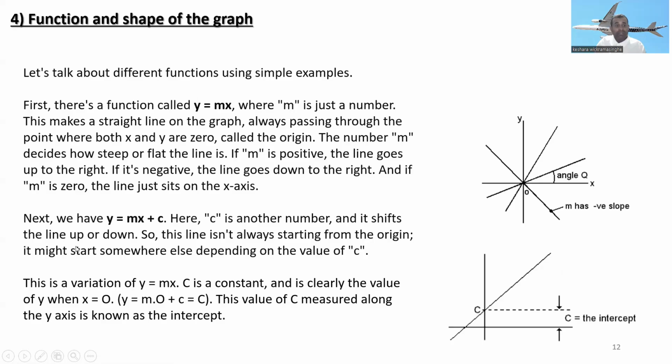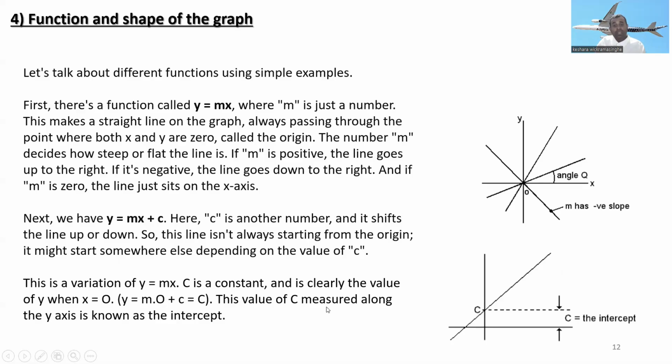So c is another number, and it shifts the line up or down. It means depending on c, the line is shifted positive or negative, upward or downwards, okay? So it might start somewhere else depending on the value of c. So this is a variation of y equals mx. C is a constant, and it is the value of y when x is 0. If x is 0, y equals m times 0 plus c. This means y equals c.